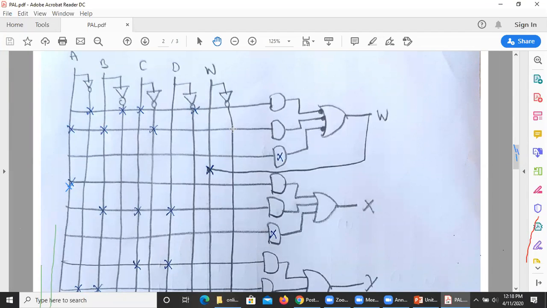Yes, ma'am. Actually, in our equation, W bar is not useful, but the general diagrams are like this. That's why we are always considering A bar, B bar, C bar, D bar. And if you have an extra input W also, W bar also we take. That's all. But here we are not using that one.